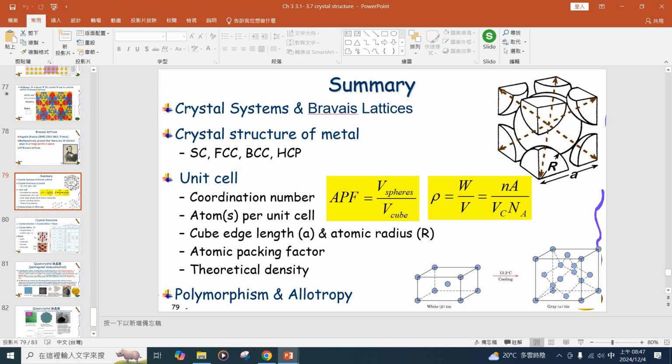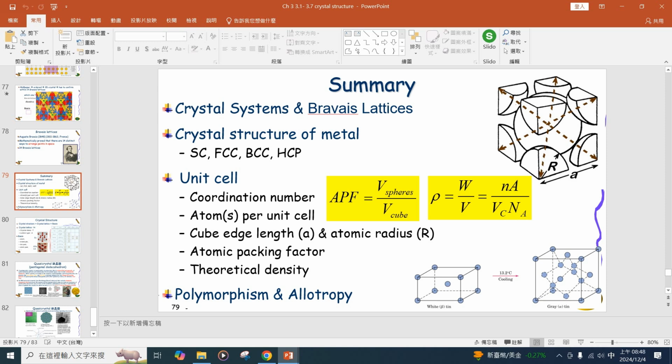And you also need to know the atoms per unit cell. How many atoms in this unit cell? 2, right? You have 1 in the center. You have 1/8 in 8 corners, so 1/8 times 8 equals 1. So you have 2 atoms, right? And you also need to know the relationship between radius and edge length. I hope you still remember.